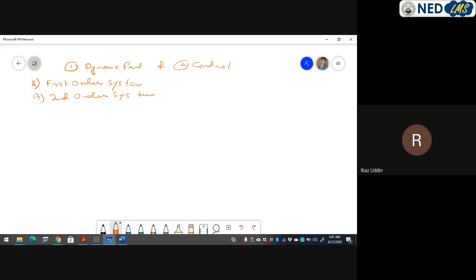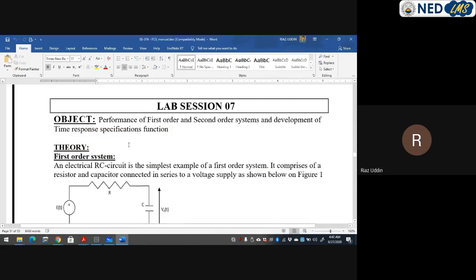So in this lab we are going to understand both systems and practically see how each system behaves with respect to the selected time domain specification parameters, that is, for first order systems and for second order systems. Let me briefly discuss what we are going to perform in this lab. We will be looking at the performance of first order and second order systems and developing the time domain specification functions.